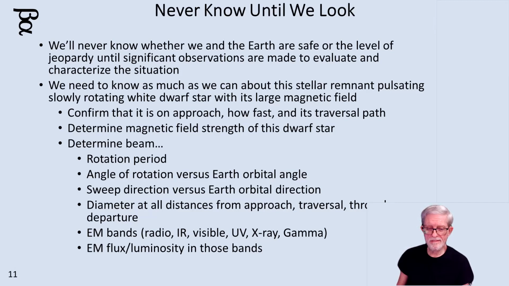Further would be great, but until we know, we need to determine the magnetic field strength to know how that's going to affect either the concentration or the energy levels of its beam. So we need to know the beam rotation period, the angle of rotation versus the Earth orbital angle around the sun, the sweep direction. In other words, think of two cars: if one's coming at us and the other one's going away, then the contact point is going to have a higher energy level.